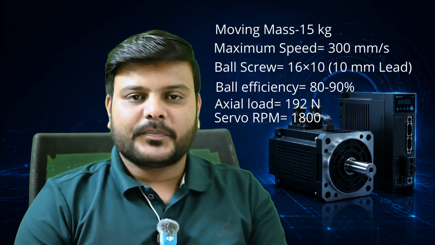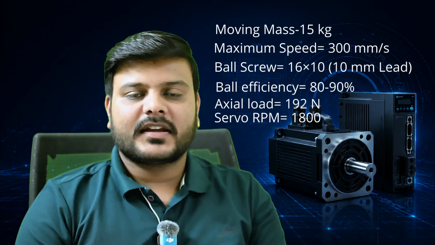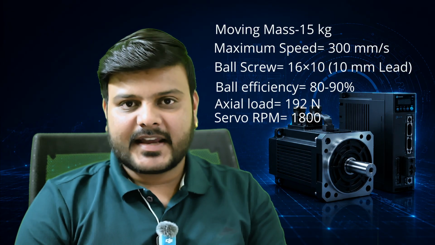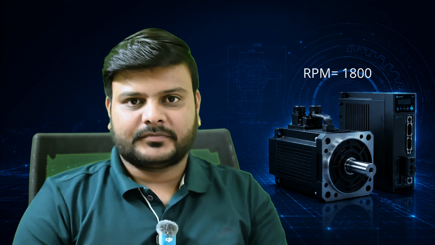In the previous video, we calculated that the maximum axial force acting on our laser cutting machine Z axis is 192 Newton. And we determined that the ball screw must rotate at a speed of 1800 rpm to achieve a linear speed of 300 mm per second. Now we will calculate the torque required to rotate the ball screw. This torque is the minimum torque the servo motor must produce before we consider inertia and dynamic effects.